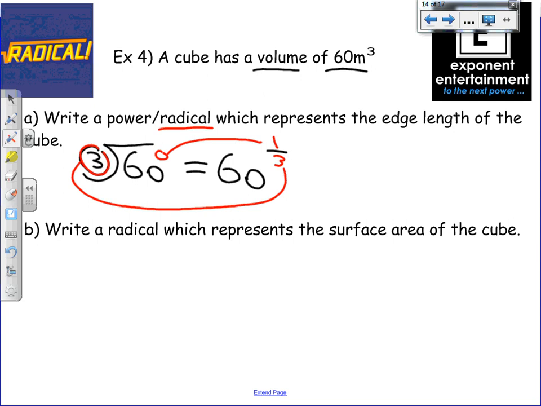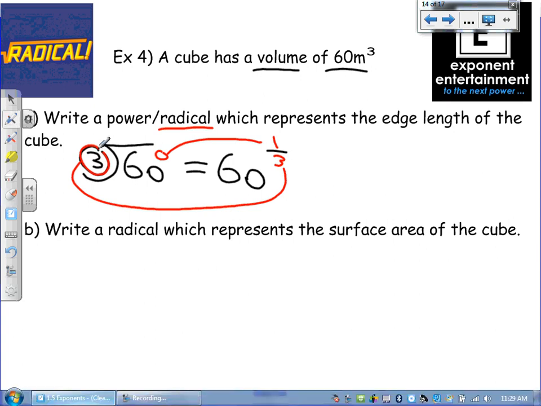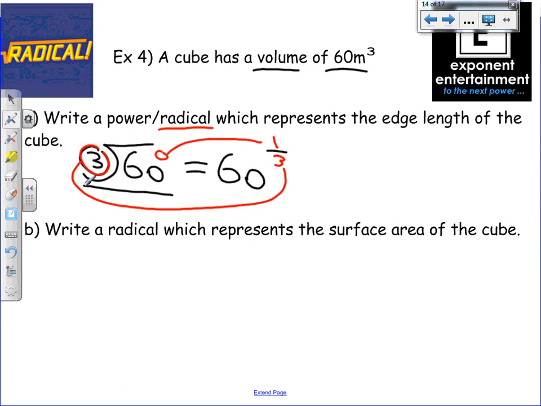Write a radical which represents the surface area of the cube. Radical means this form. So, cube root of 60 is one side length. And Carter gave us a hint last time. How do we do the surface area? That gave us our one side. So if we're writing something as a radical, leave it in radical form. You don't need to simplify it. You don't need to change it into a decimal.